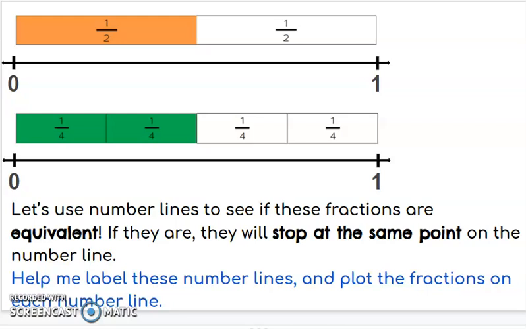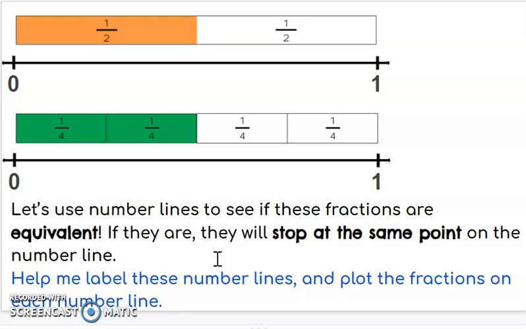So let's use number lines to see if these fractions are equivalent. If they are, they will stop at the same point on the number line. So we are going to label these number lines and plot the fractions on each number line.